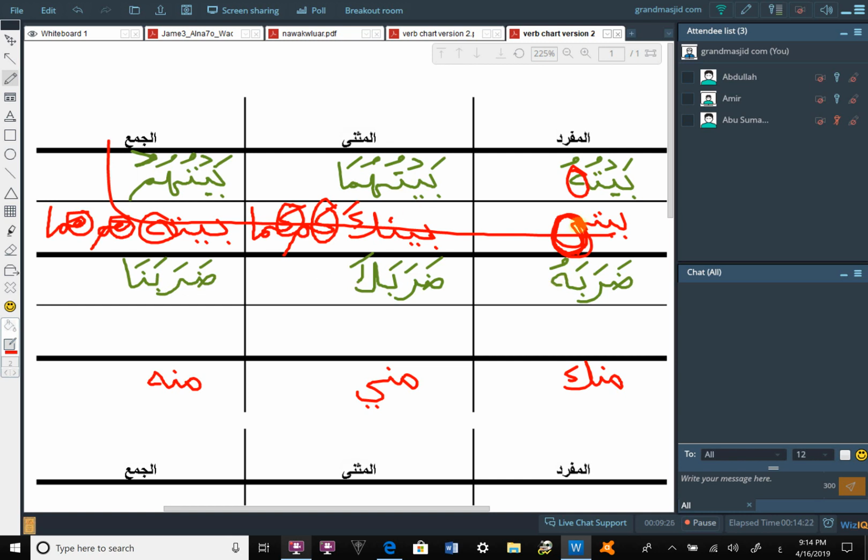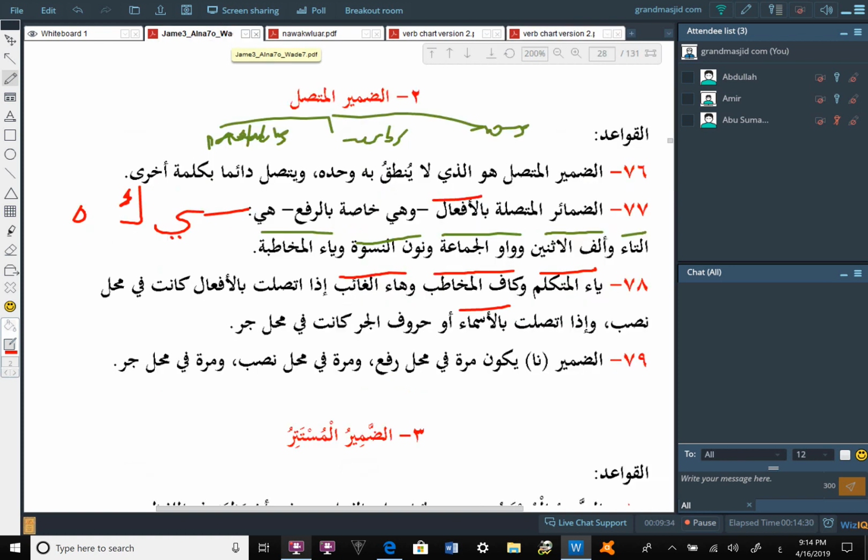So when they appear on a noun, they are majroor because they are mudaf ilay. When they appear on a verb, then they're going to be mansoob, or fi mahal nasb. As we said, it in itself is not mansoob. It doesn't become mansoob, majroor, or marfu' in and of itself, but it's in the position because they're mabni. Remember, ad-dama'ir are mabni. They don't ever change, right? They are stagnant.